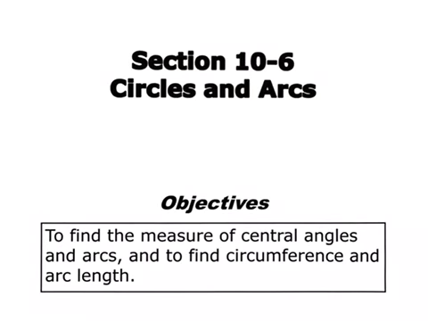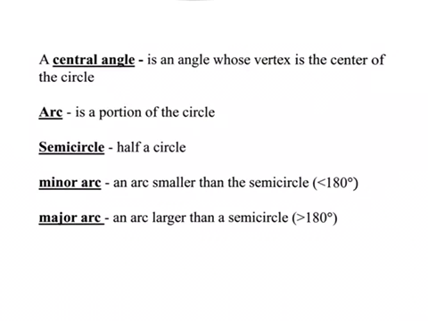Section 10.6, Circles and Arcs. A central angle is an angle whose vertex is in the center of the circle. Well, this is a review because we've actually already covered this. Arc is a portion of the circle, the outer piece of the circle, the edges.